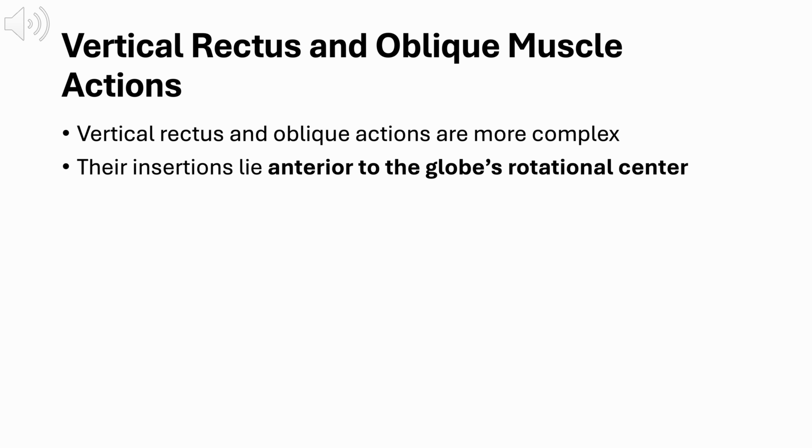Once we move beyond the horizontal rectus muscles, the picture becomes more complex. The vertical rectus and oblique muscles do not act in a single plane, and their pull changes with eye position. A key reason for this is anatomy. Their insertions lie anterior to the globe's center of rotation. Because of that anterior insertion, contraction produces a combination of vertical, torsional, and horizontal forces, rather than a pure movement in one direction.